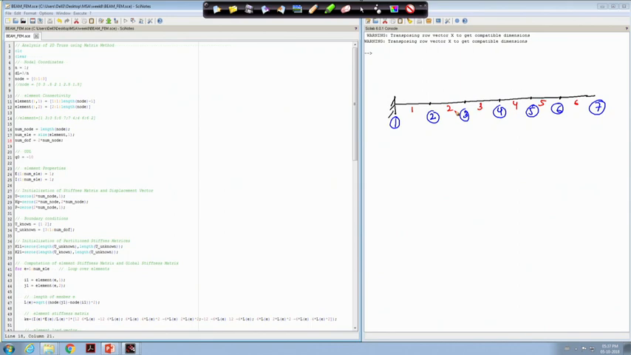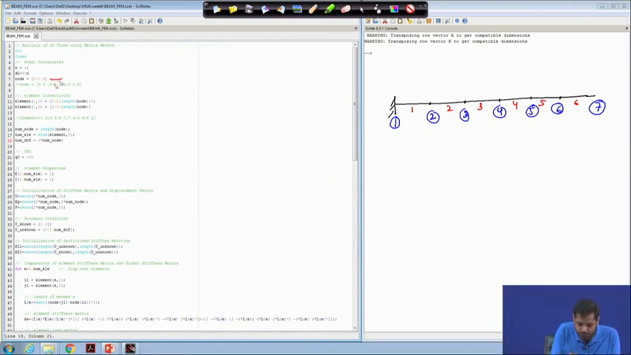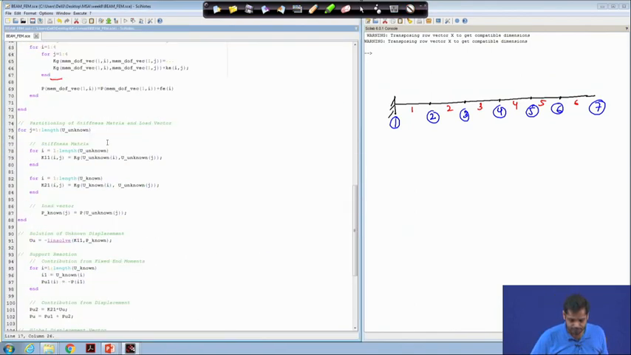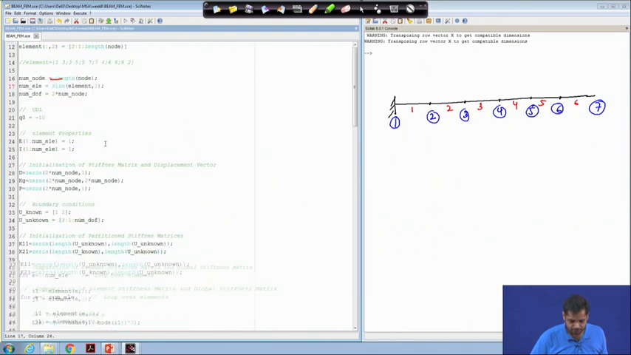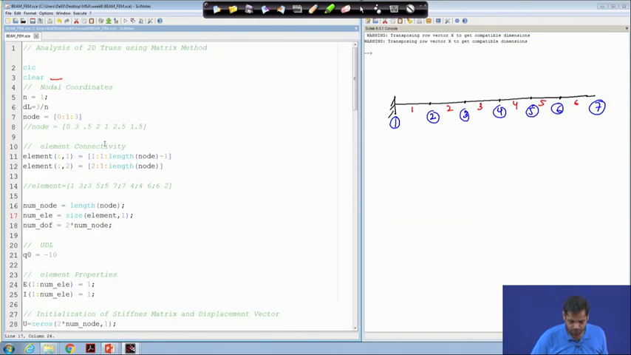Now, we have element connectivity. So, this gives you the node. Let us slightly increase the font size. Yes, that's better. So, this is the node number. We have different nodes, and this is the element connectivity. So, element 1 is connected between node 1 and node 2.